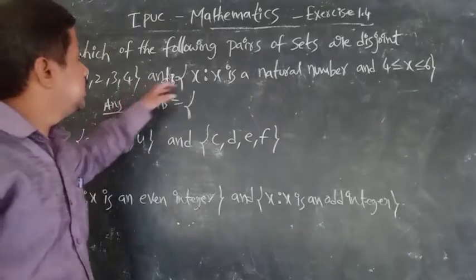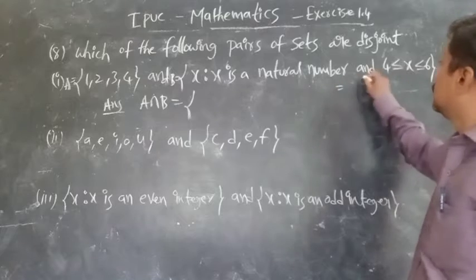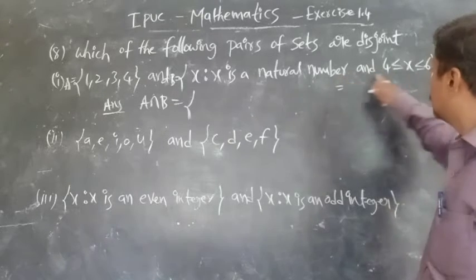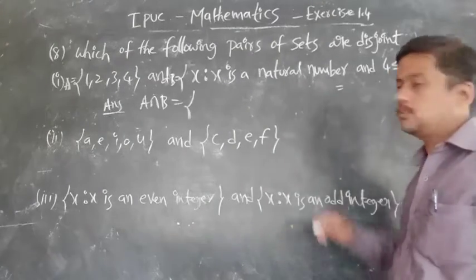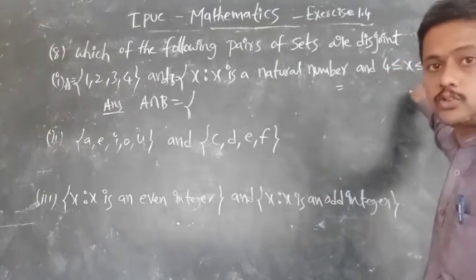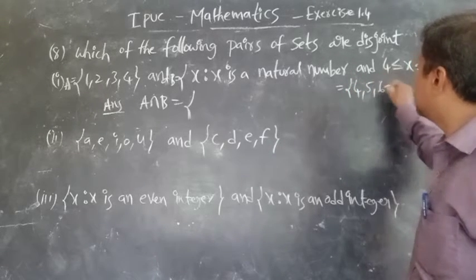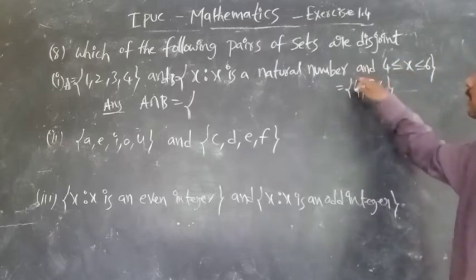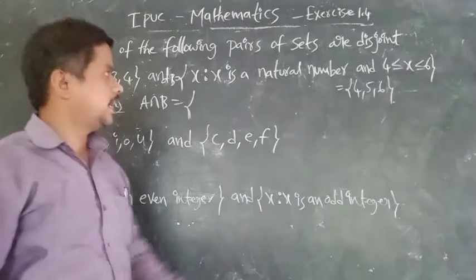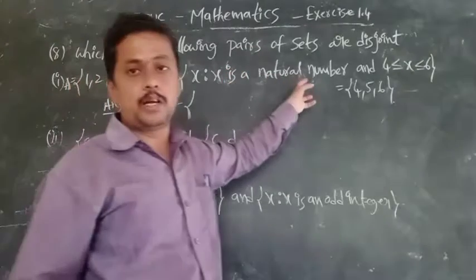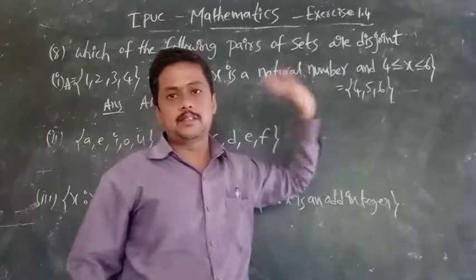Here x is a natural number, so it must lie between 4 and 6, including 4 and 6. 4 is less than or equal to x, less than or equal to 6 is given. That's why the set is 4, 5, 6. We have to write from 4 to 6. It must be a natural number and that condition should be satisfied. So I have to write 4, 5, 6.